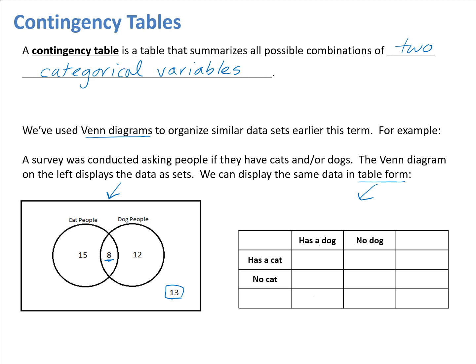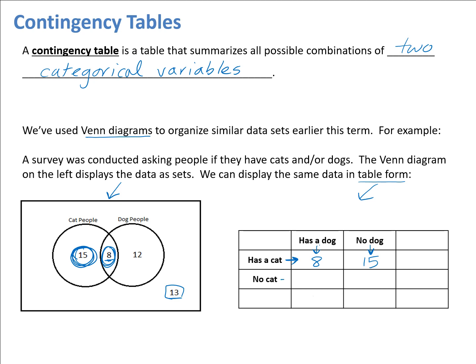For this particular situation, first off, let's look at having a dog and having a cat. That would be the location for both in our diagram, and that would be 8 people, the overlap. 8 people have both a cat and a dog. If we continue to the right, we would be looking at having no dog and having a cat. So this would be where having a cat and no dog overlaps. So that would be just the cat people that don't have the overlap with the dog people. So that would be 15 people.